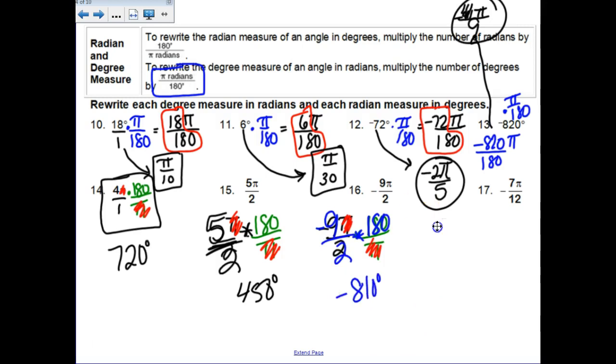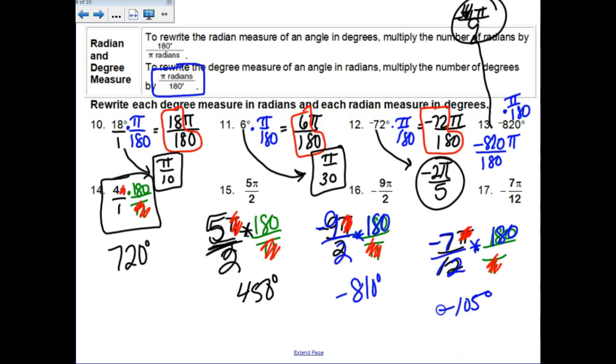All right, one more. And then that's our whole lesson, believe it or not. All right, so negative 7 pi over 12. You're going to hit that by 180 over pi. Again, pi's are going to cancel. Negative 105, good, because it's negative 7 times 180. You're dividing by 12, and I'm hearing it's negative 105 degrees.